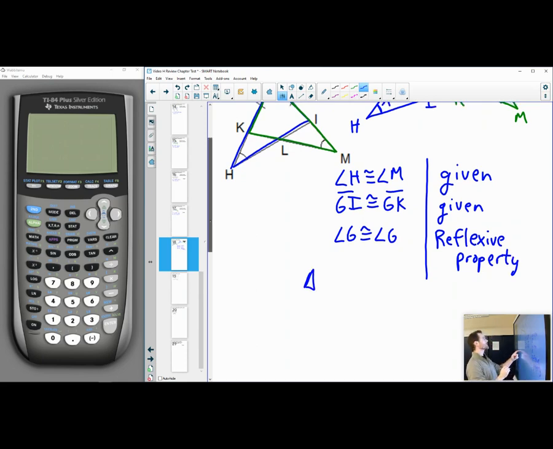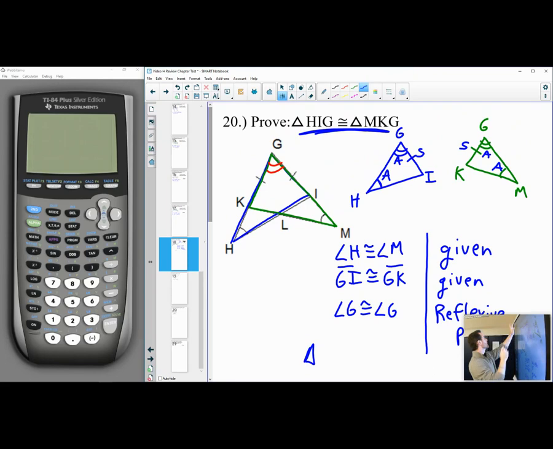So we can say triangle. I'm going to steal this right from the directions, right from there. Triangle HIG is congruent to triangle, that's the worst triangle I've ever drawn, triangle MKG. It's a pretty bad M too. Whatever. Now for the most important part of the proof.